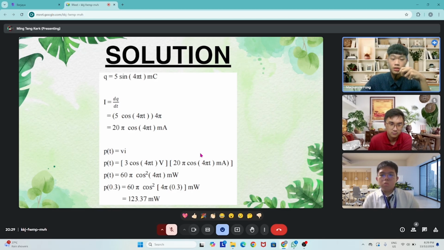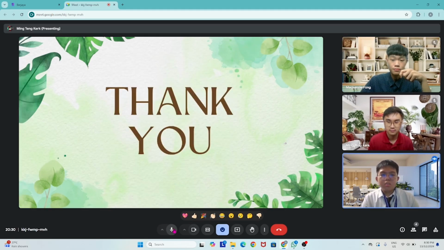By substituting the value of t, which is 0.3, into the equation of power P, we obtain 60 pi cos squared of 4 pi times 0.3 milliwatts. The final value for power P is 123.37 milliwatts. That's all from our group.